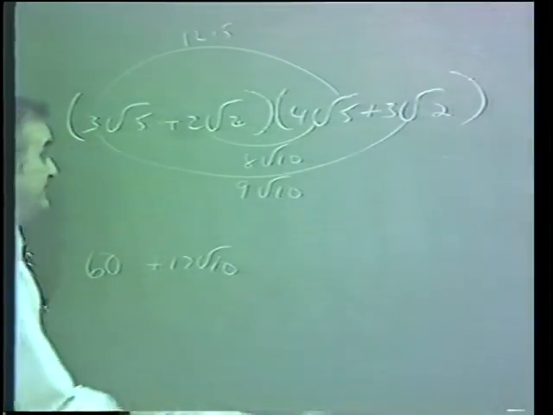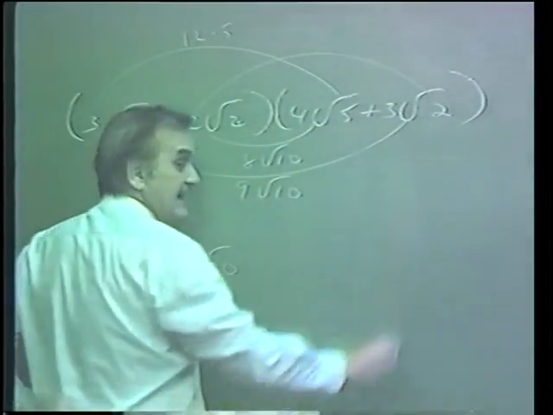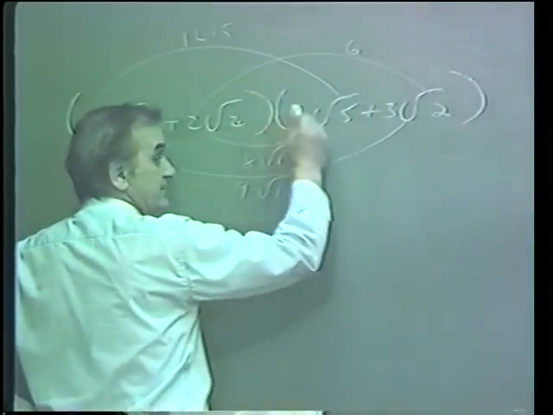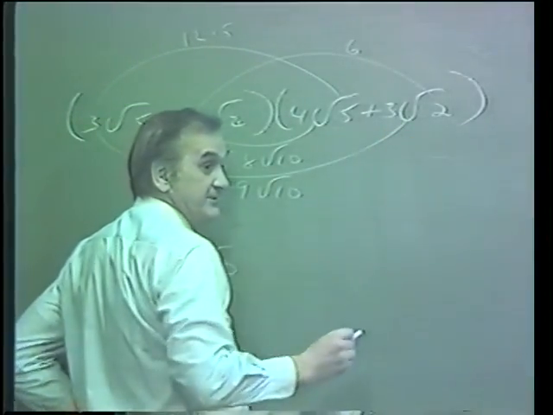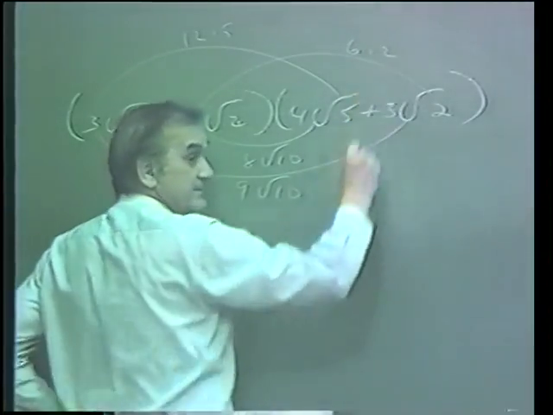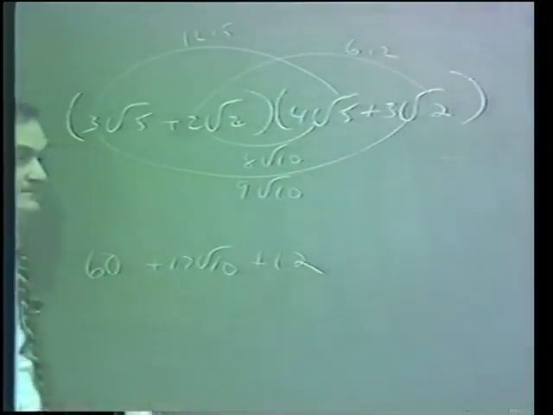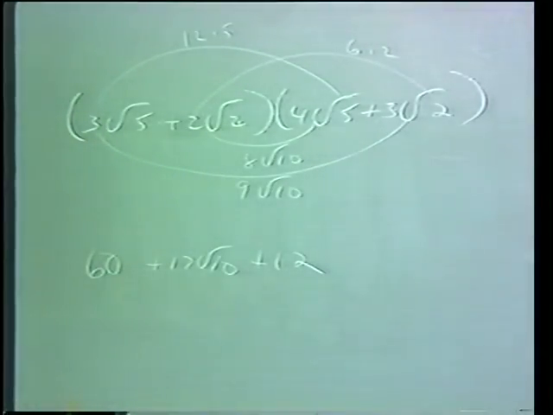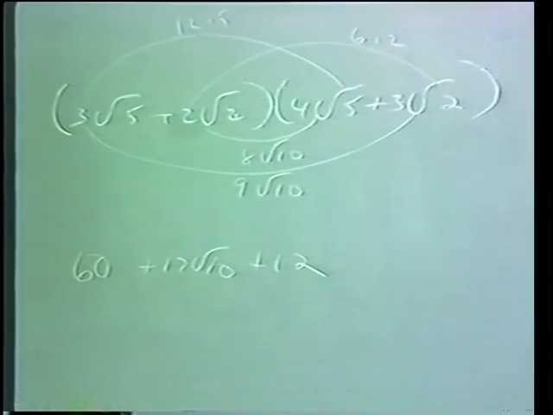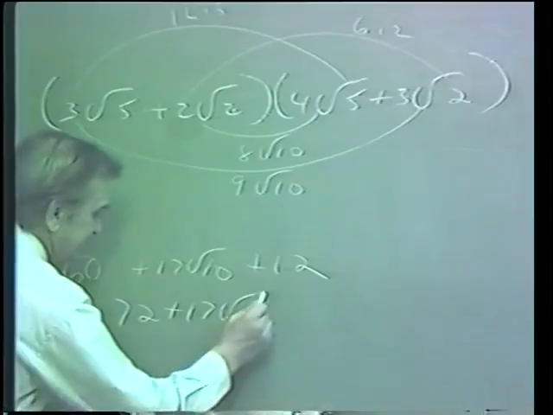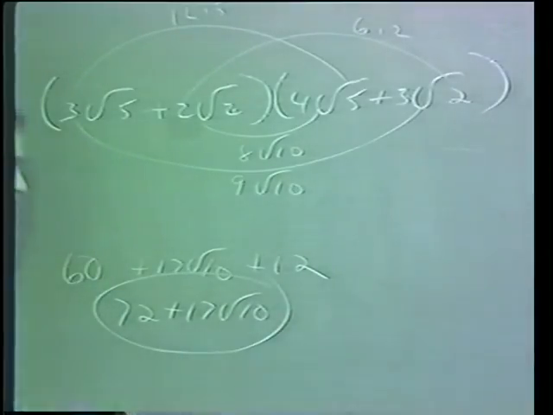Okay. All that leaves us now is the last times the last. 2 times 3 is 6. The square root of 2 times the square root of 2 is 2. So for the last term, we get a positive 12. We're done multiplying, but we have to look to see if there are any terms you can combine. Well, the 60 and the 12 is 72 plus 17 square roots of 10. And that's the answer. Adding and multiplying.